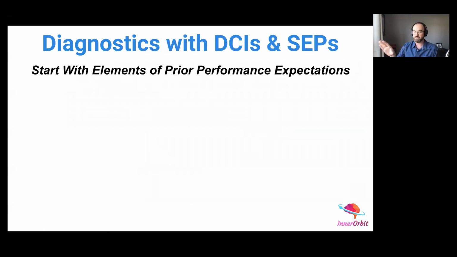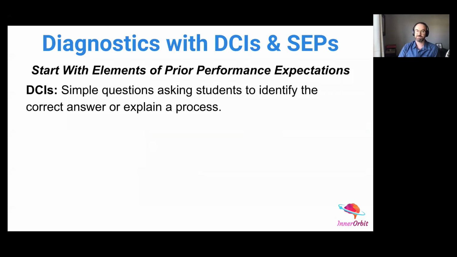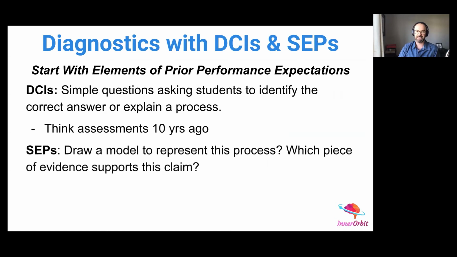We'll look at the elements of prior performance expectations. For DCIs, these are going to be simple questions, asking students to identify correct answers or explain a process. They're going to be, think 10 years ago assessments. And for SEPs, we're going to ask them to represent things with their SEPs, not to make sense of things, but to represent. Can you represent this process? Which piece of evidence supports this claim? You don't need to write a CER statement, but just identify things and represent them.